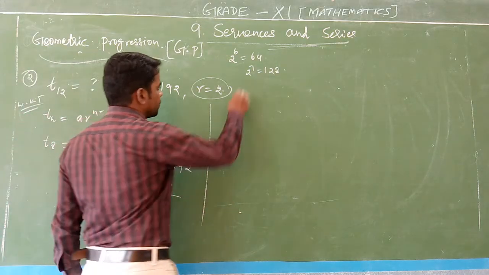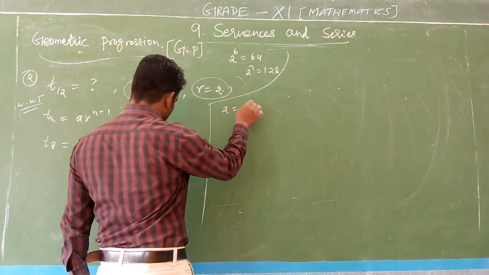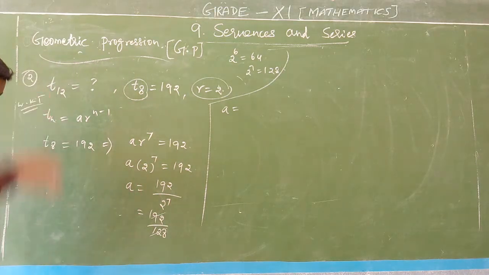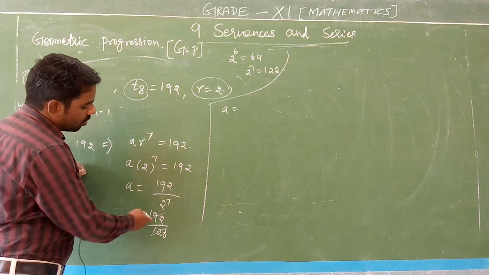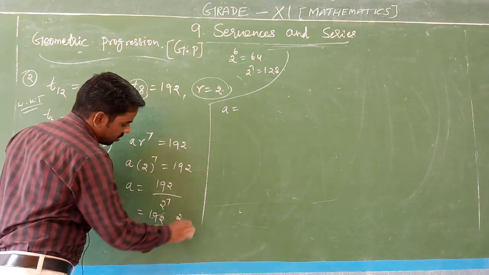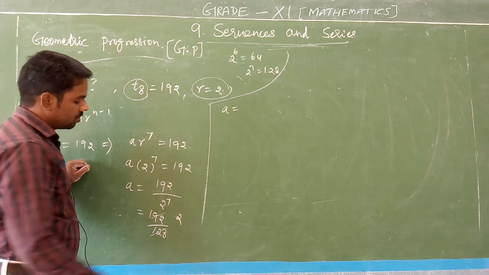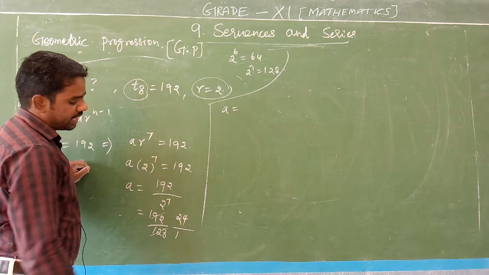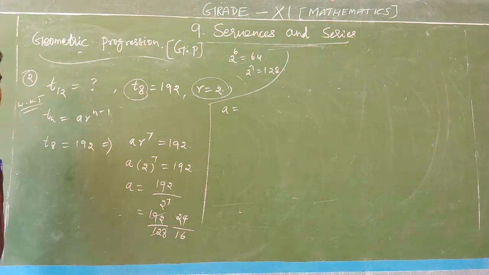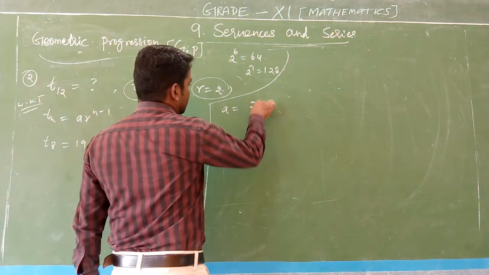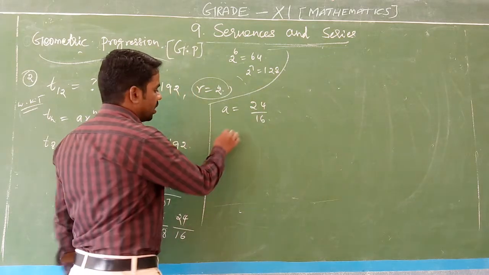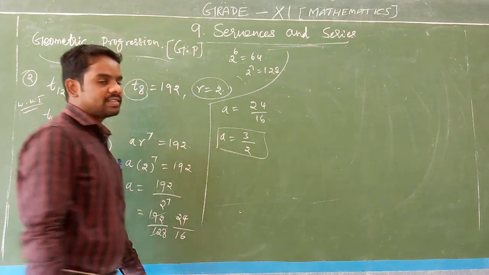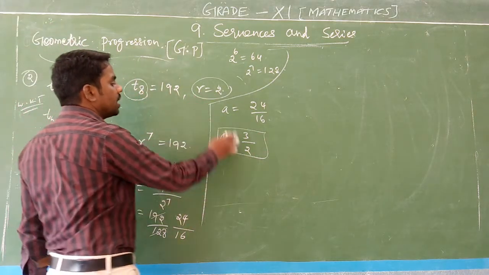So a is equal to 192 divided by 128. Cancelling common terms, 192 divided by 8 is 24 and 128 divided by 8 is 16, so 24 by 16. Simplify again: 3 eights are 24 and 2 eights are 16. So the first term a is 3 by 2. So r equals 2 and a equals 3 by 2.